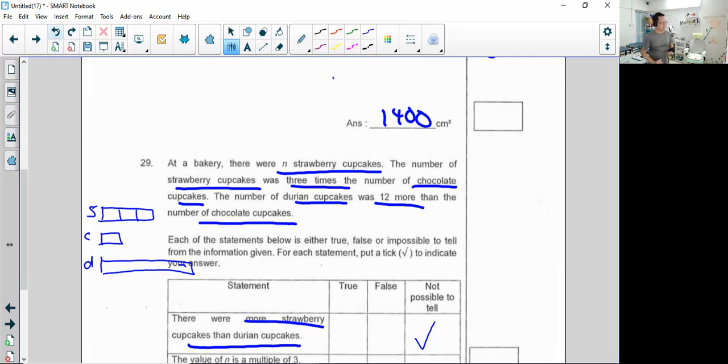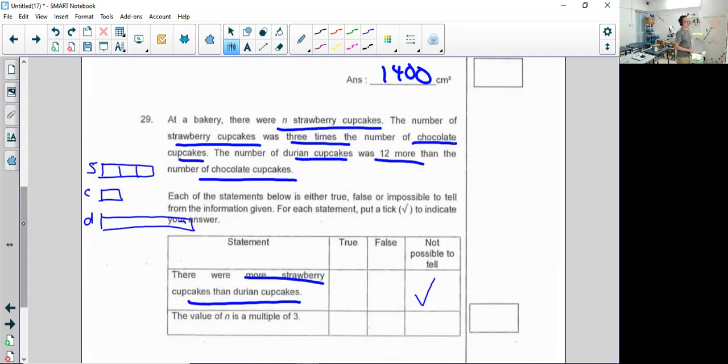Okay, let's go to the next statement. The value of n is a multiple of 3. So let's see whether you're right. Now, there were n strawberry cupcakes, and the strawberry cupcakes were 3 times. 3 times means you can divide by 3, right? If I want to find how many chocolate cupcakes, then I will have to divide by 3.